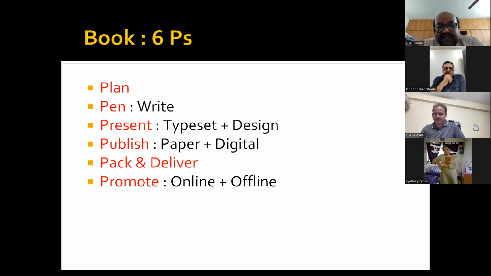And then how you are going to publish it. What is publishing in paper and what is publishing in digital. There are many differences between both. The next step is how you are going to pack and deliver. Till stage 4, the book is with you. It is the 5th stage which makes the book reach the reader, delivering online and delivering the real paperback offline. And finally, how to promote your book, promoting online as well as offline.